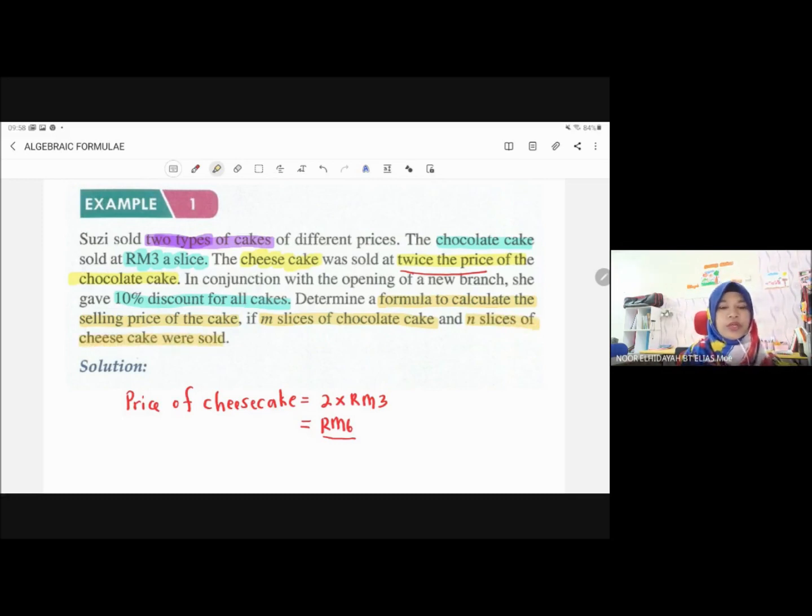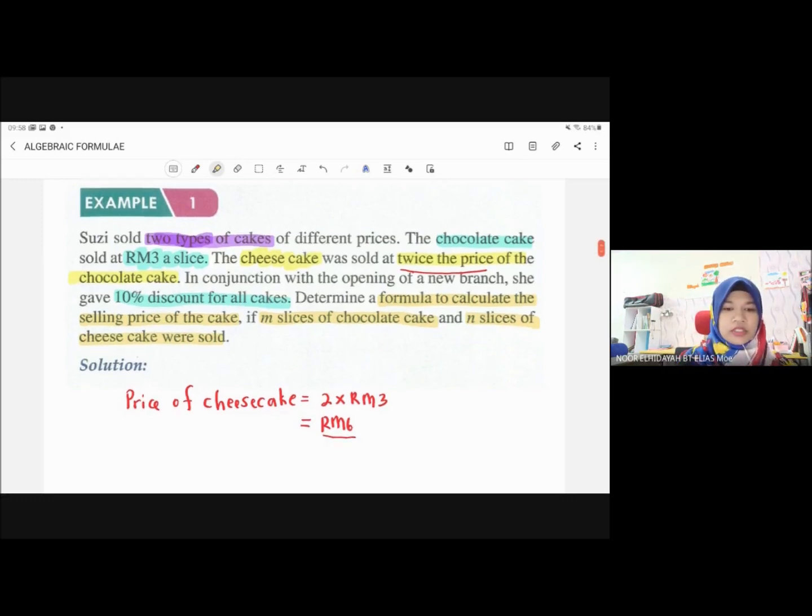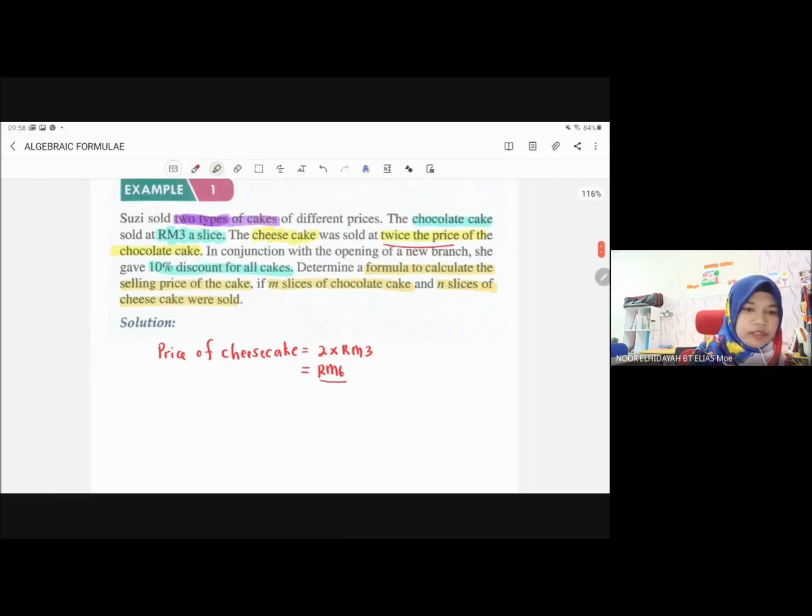Alright, so now you have to understand this problem, and then you have to construct the equation. So how to construct the equation? Based on the information given, we want to know the total selling price. Calculate the selling price of the cake. So maksudnya kita kena tambah dua-dua hasil jualan untuk chocolate cake and cheesecake. So berapa chocolate cake yang dia jual? Dia jual M chocolate cake. Darab dengan, you have to multiply by the price.